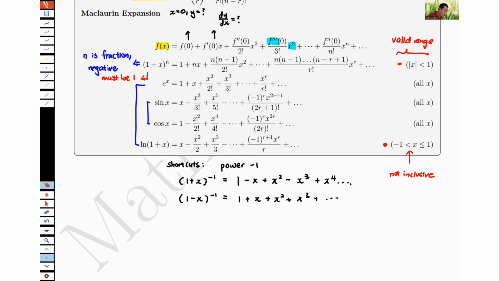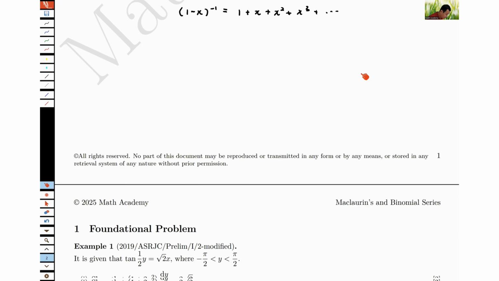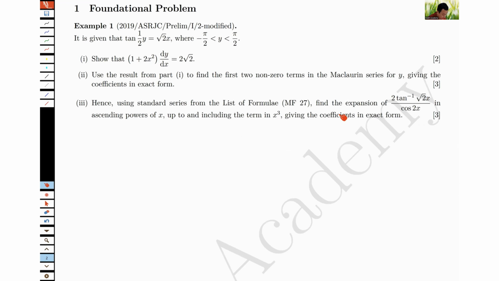Okay, let's do the questions together. We go to the next page, then I explain more from there. We start with a foundational problem first. Let's say you have got this equation given to you, and we know that we must differentiate to get the dy/dx to show. But never start the problem blindly. Step 1 should be to try to consider to manipulate the equation.